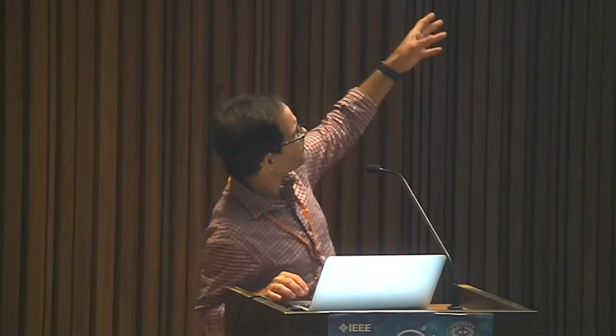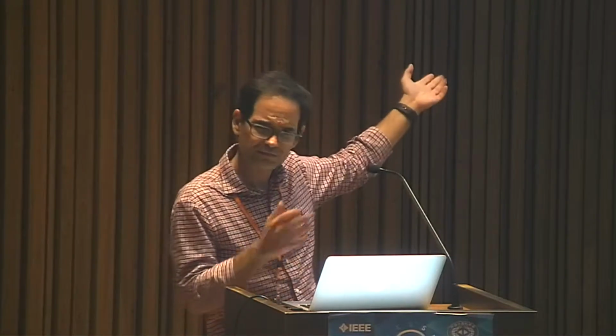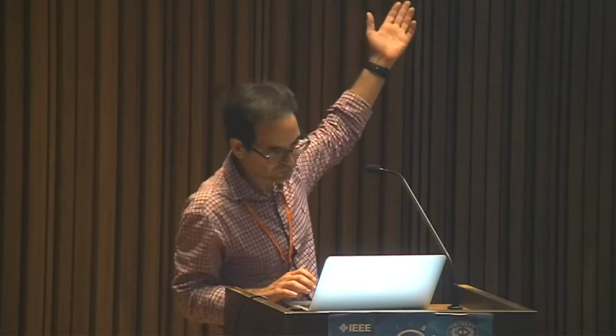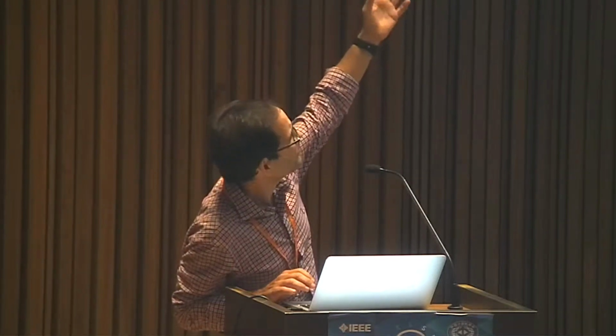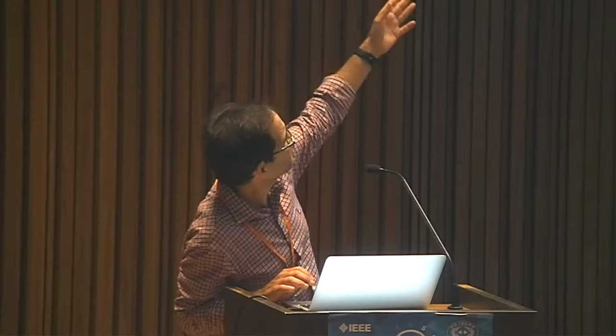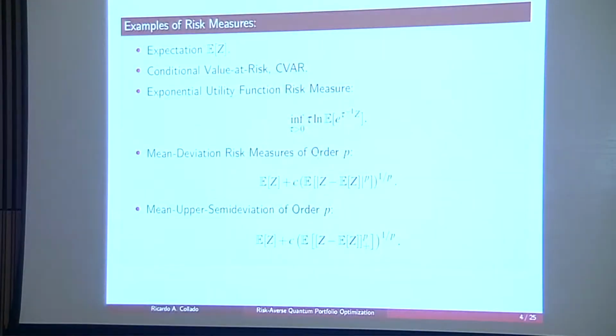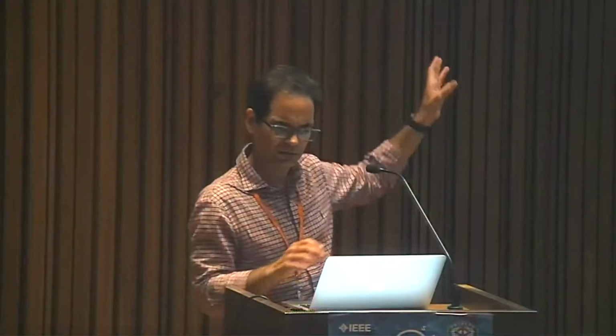Now, which kind of risk measures do we use? Here we have a list of them. Expectation, it wouldn't be useful, but yes, it's one of those. CVaR, conditional value at risk, we can use exponential utility, mean deviations, and so on. Actually, it's an infinite family of these risk measures. Each one of these risk measures, basically what it does is that it considers the random structure of the problem and tries to analyze and assign some value of risk depending on how they are constructed.